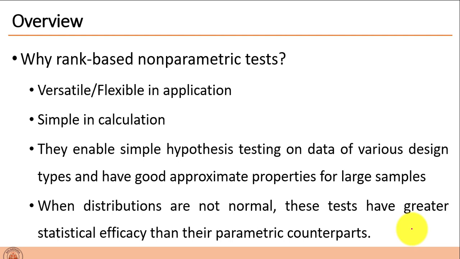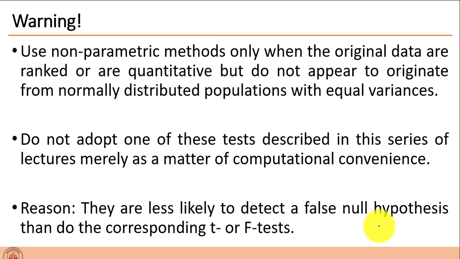So yes, the parametric tests all follow certain assumptions, and normality is one of the assumptions that cuts across most of the parametric tests. So once the data is not normal, then we get a better result when we use non-parametric tests instead of the parametric statistics. So use non-parametric methods only when the original data are ranked or are quantitative but do not appear to originate from normally distributed populations with equal variances.